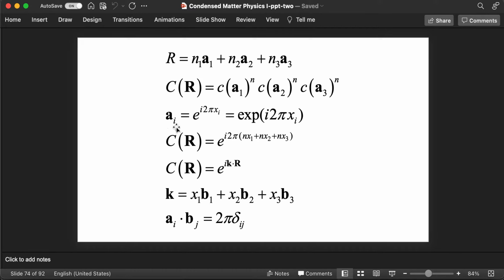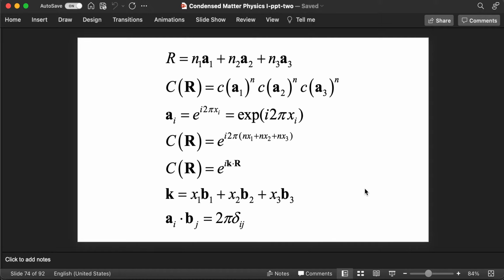So if I choose this form for the primitive vectors, then I can write C of R as this, and this resembles a dot product, so I can write this as e power i k dot R, and this k can be written as x1 b1 plus x2 b2 plus x3 b3. The b's are the reciprocal lattice primitive vectors. Those are primitive vectors in the reciprocal space, and the two primitive vectors obey this relationship as we had seen before.